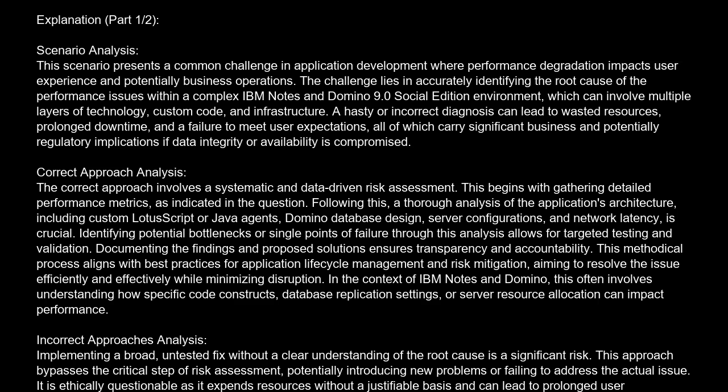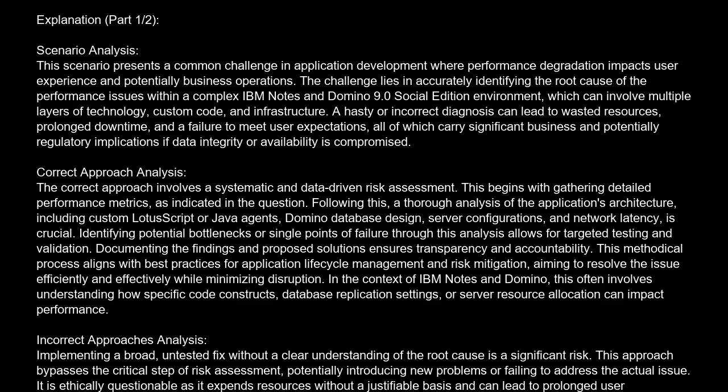Correct approach analysis. The correct approach involves a systematic and data-driven risk assessment. This begins with gathering detailed performance metrics, as indicated in the question. Following this, a thorough analysis of the application's architecture, including custom Lotus script or Java agents, Domino database design, server configurations, and network latency, is crucial. Identifying potential bottlenecks or single points of failure through this analysis allows for targeted testing and validation. Documenting the findings and proposed solutions ensures transparency and accountability.